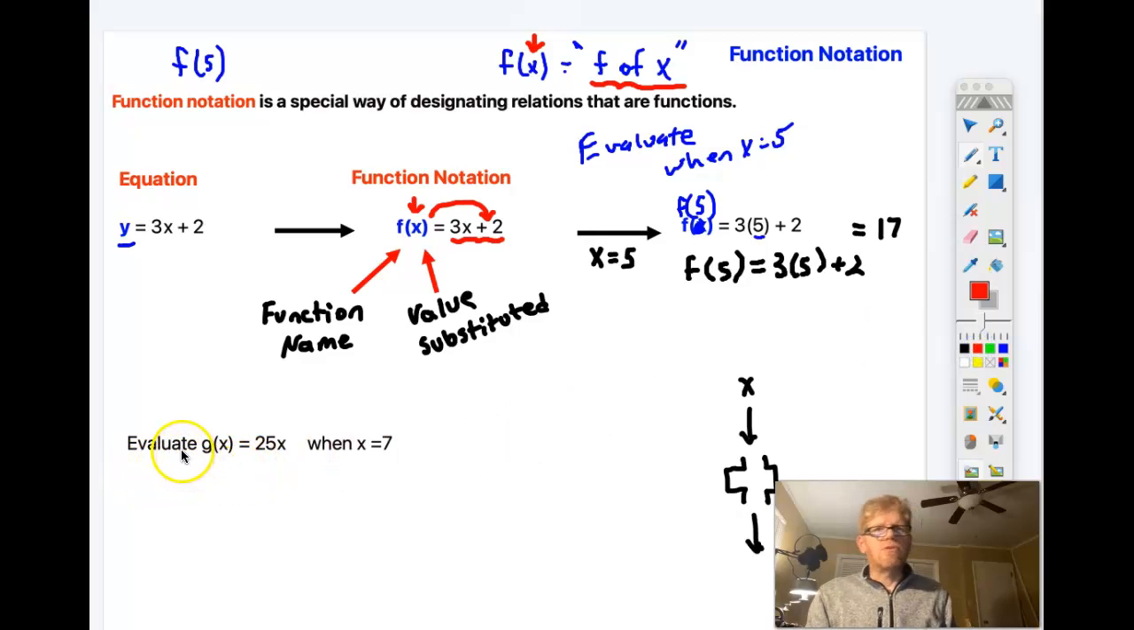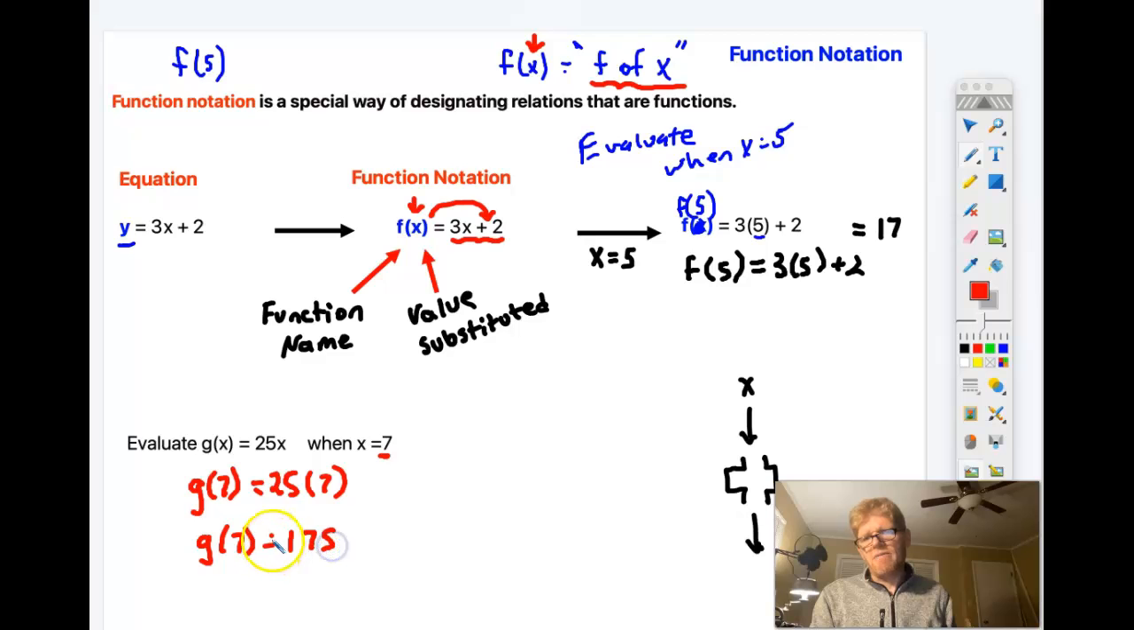We have where we're supposed to evaluate g of x equal to 25x. So we'll plug in a value of 7 for x is what it tells us to do. We plug in the value it tells us when we evaluate. So g of 7 is equal to, and then we replace everywhere we see x with that value. So there's the 7 there. G of 7 is equal to 25 times 7. Well, 25 times 4 is 100, and then add 3 more 25s, that's 75. So g of 7 is equal to 175. So we've evaluated that function.